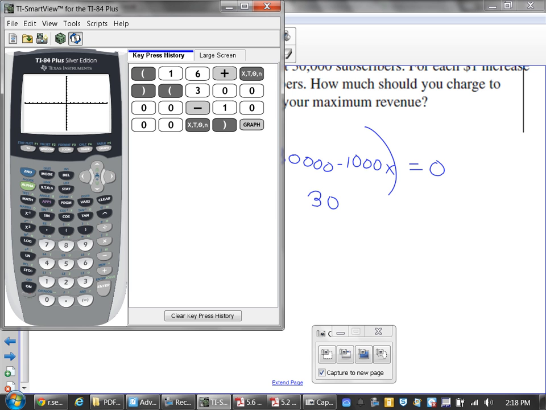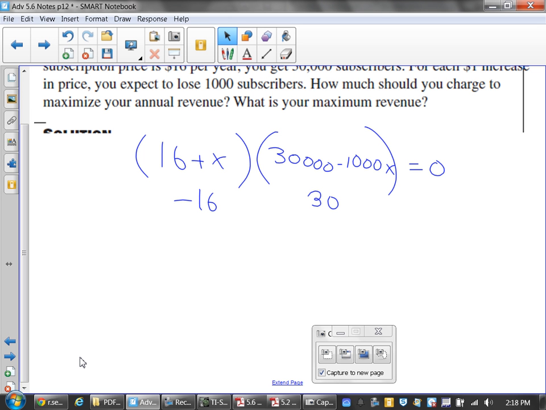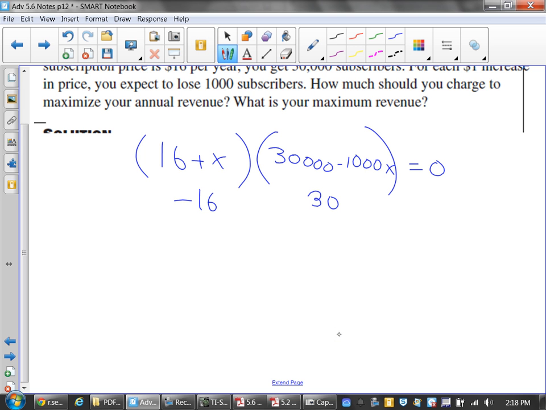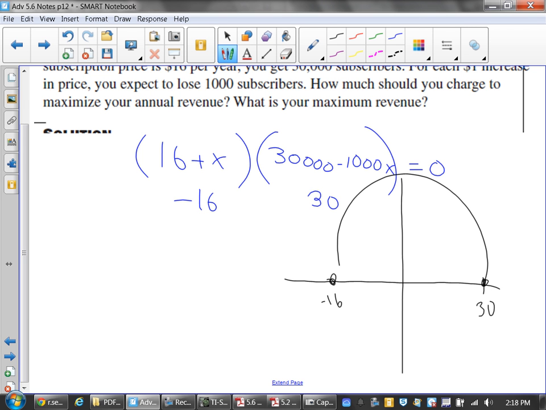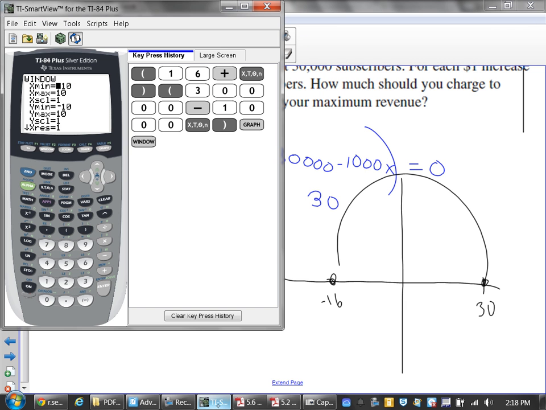Now, as of right now, you can't see it. Most of your graphs are set up as a 10 by 10 window. Do you know how to check your window? There's a window button. Now, here's the reason why I took a second earlier to figure out my zeros. I know that if I was going to look at this graphically, negative 16 is here, and 30 is here. So I know that the graph's got to go like this. Are we okay with that? Yeah. That's the only reason why I figured out those zeros, so that way I know how to adjust my window.